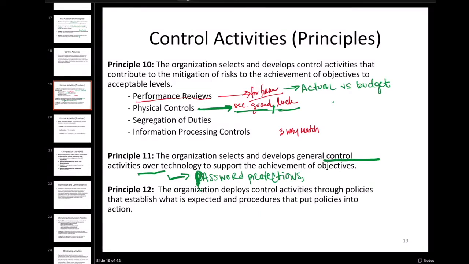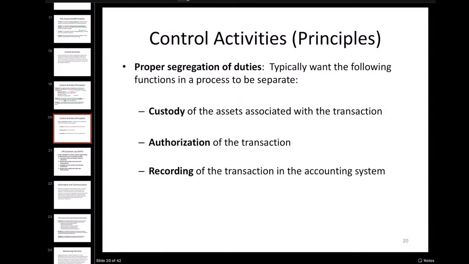Segregation of duties is the next one, and I know you guys have talked about that a whole lot in AIS, I believe. The way we talk about segregation of duties in audit is a little bit different. So I'm going to skip ahead for a second and then I'll come back. In audit, we typically want these functions to be separate: custody, authorization, and recording. It's also easy to remember because it spells out CAR.